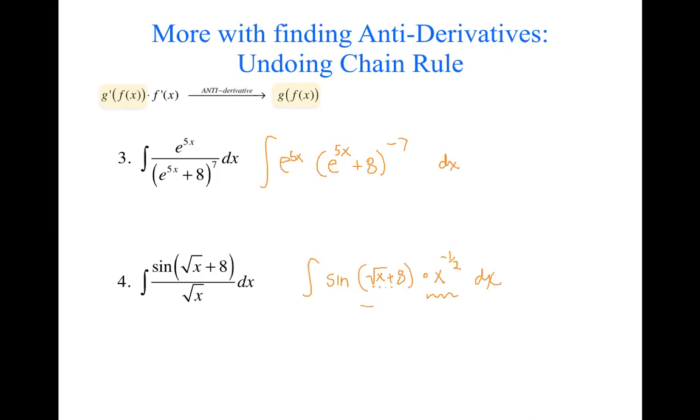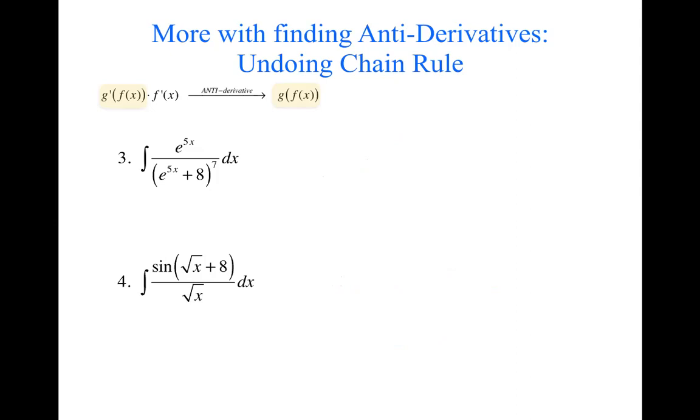So focus on the big factor's antiderivative, which would be something about cosine. Cosine's derivative is negative sine, so negative cosine's derivative would be positive sine of the same thing. And then just figure out, well, this is the derivative of the inside, kind of what other numerical factors do I need to make it just right? Same thing here.